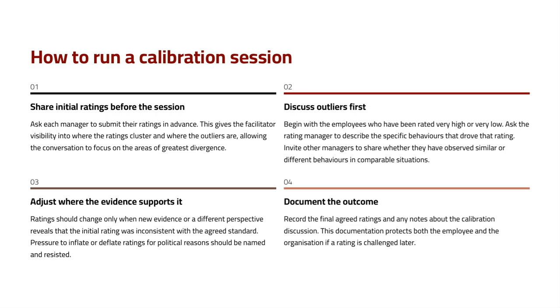Then, adjust ratings only when the evidence clearly supports it. Changes should reflect new information or perspectives that align with the agreed standards, and any pressure to change ratings for political reasons should be openly addressed and resisted. Finally, be sure to document the outcome thoroughly. Record the final ratings along with any notes from the discussion to protect both the employee and the organization in case the ratings are questioned later.